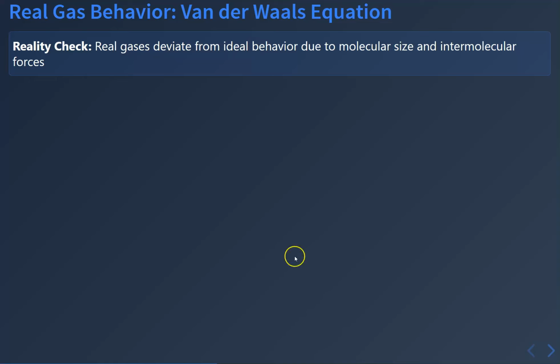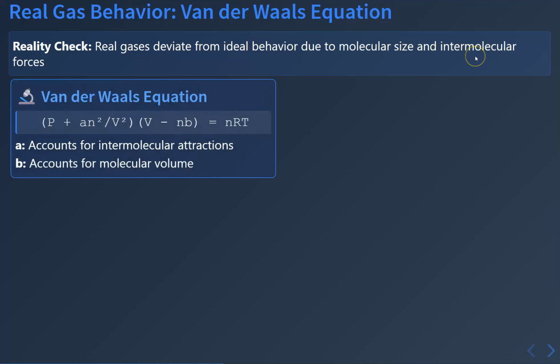So now I'll talk about real gas behavior. Here is a reality check. Real gases deviate from ideal behavior due to molecular size and intermolecular force. So the van der Waals equation is (P plus a n squared by V squared)(V minus nb) equals nRT. Here a accounts for intermolecular attraction and b accounts for molecular volume.